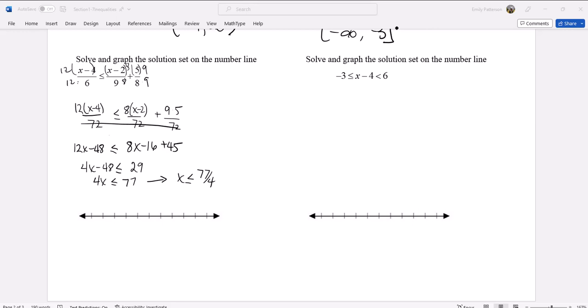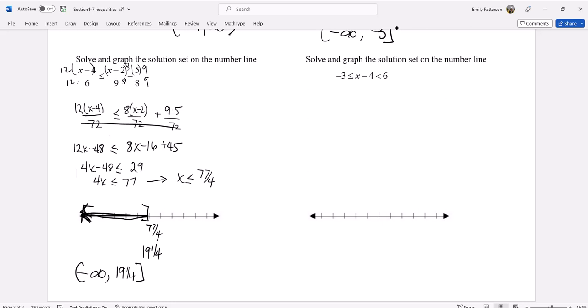So 77 fourths, we can put that here. That's the same as 19 1/4. Either way, it's going to be less than, and I have the equal to, so it's going to be that hard bracket and going everything this direction. And as a reminder, this is starting at -infinity because it's less than, always getting the round bracket, and then 19 1/4, or you could have put 77 fourths on that side.